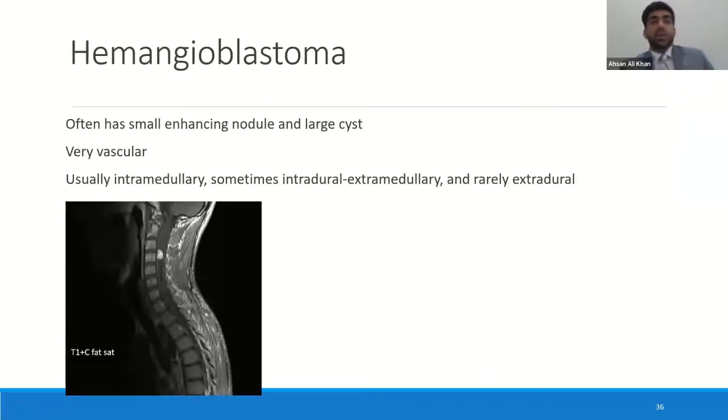Hemangioblastomas are the third most common intramedullary tumor. This is a typical appearance: they often have a small enhancing nodule and a large cyst. They are very vascular, usually intramedullary, sometimes intradural extramedullary, and very rarely they can be extradural as well. You can see a T1 image and a T1 contrast enhanced image.